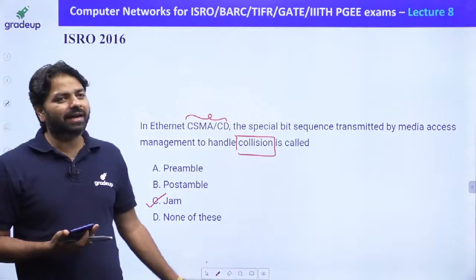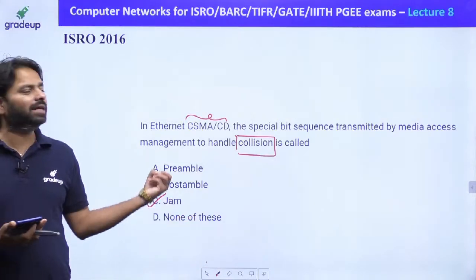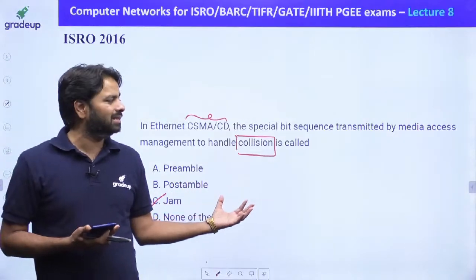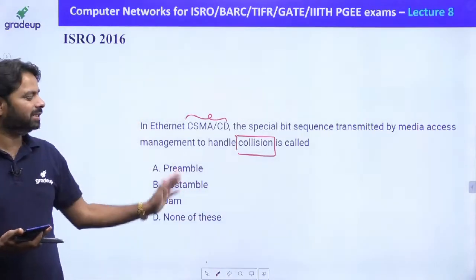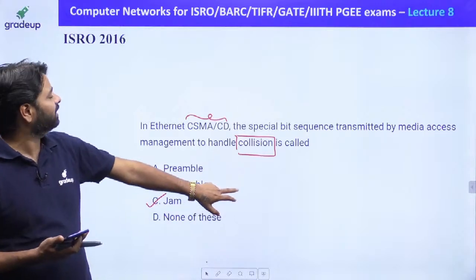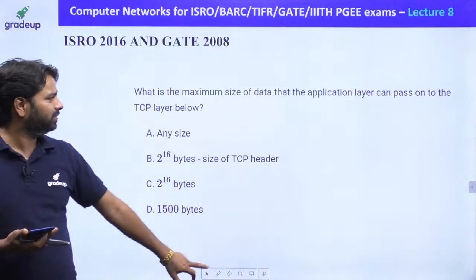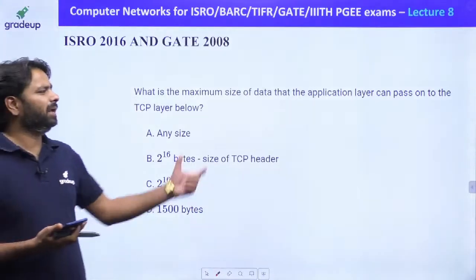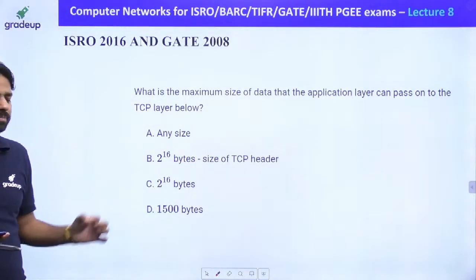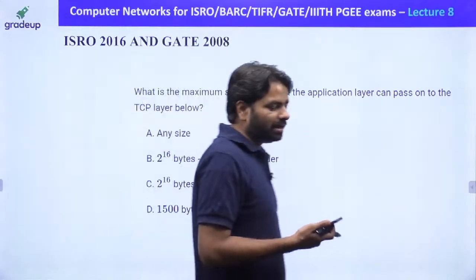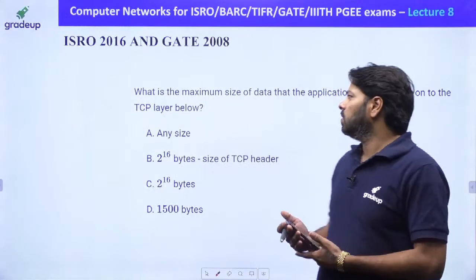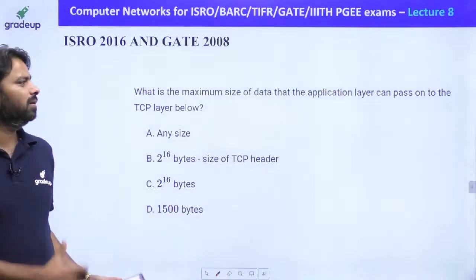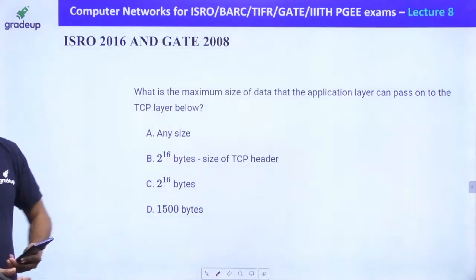In GATE they keep asking numerical problems here using some kind of delays, propagation delay, transmission delay. We are going to see one kind of question there. It was there in ISRO also. What is the maximum size of the data that the application layer can pass on to the TCP layer below? Let's see who will answer it.